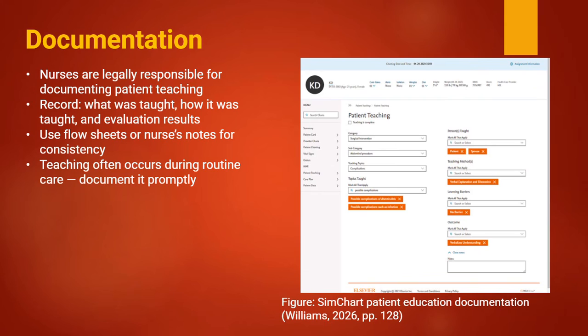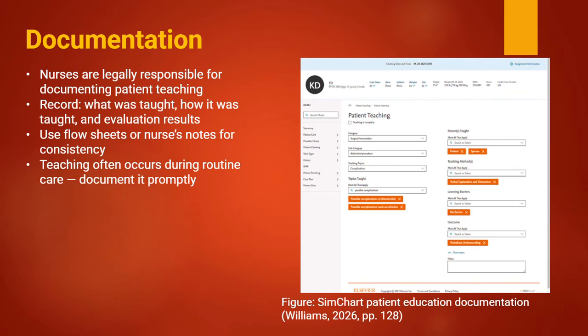The method of teaching used. This might include verbal instruction, written handouts, demonstration, or audiovisual materials. Evidence of evaluation with specific results. This shows whether the patient understood or successfully demonstrated the skill. For example, patient correctly demonstrated insulin self-injection after verbal and physical guidance.